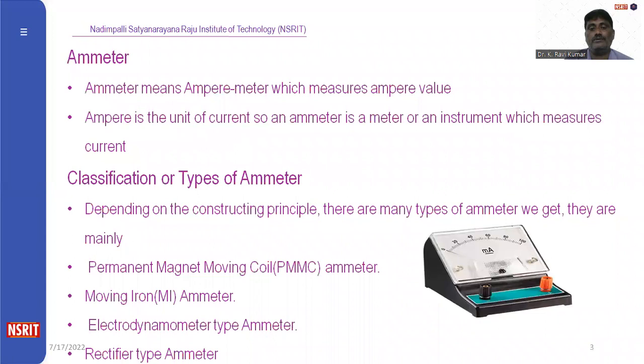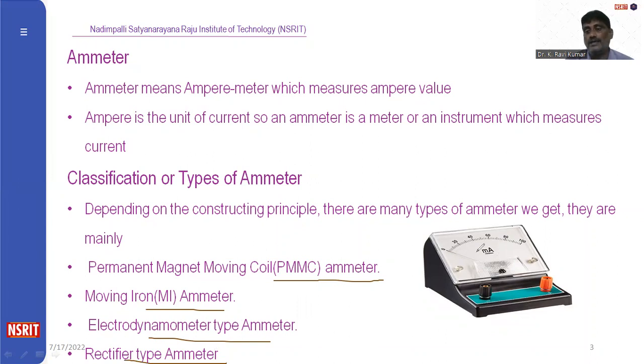We have different types of ammeters. Depending on the constructing principle, there are many types of ammeters. They are mainly classified into the permanent magnet moving coil ammeter, that is the PMMC ammeter. This is the PMMC, permanent magnet moving coil principle. The second one is the moving iron ammeter, which is called the MI ammeter. The third one is the electrodynamic ammeter, the fourth one is the rectifier type ammeter, and one more is the inductive type ammeter.